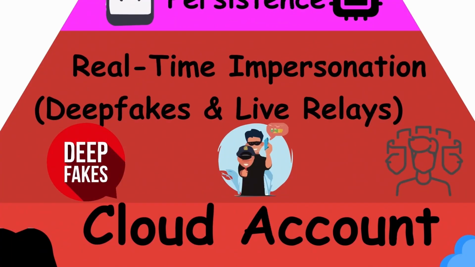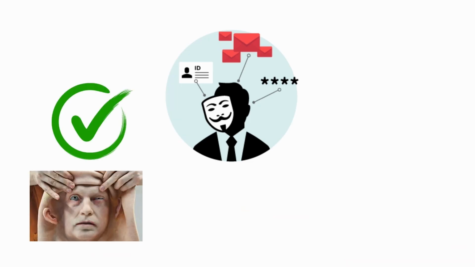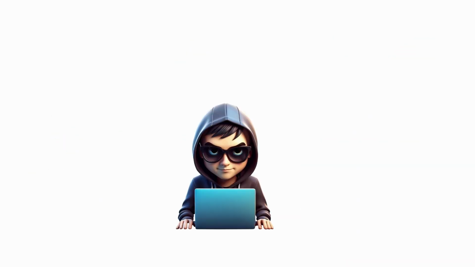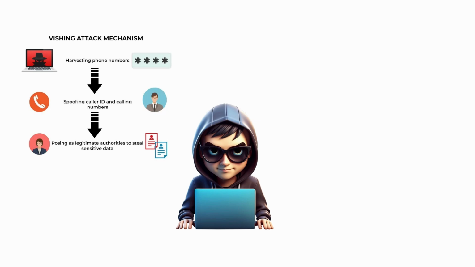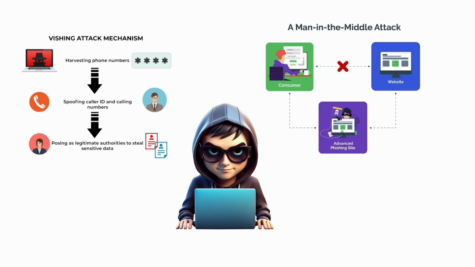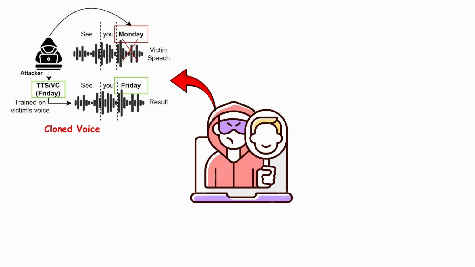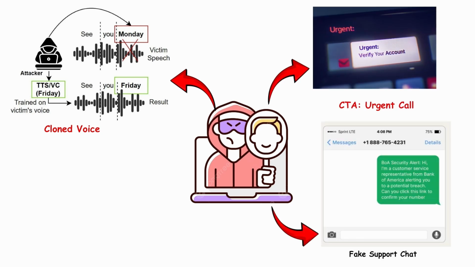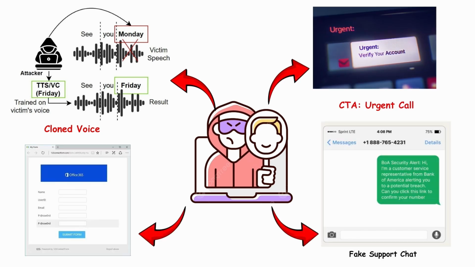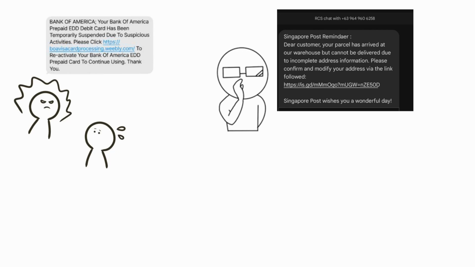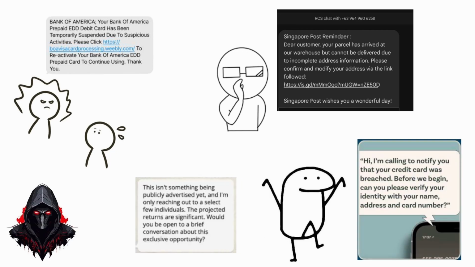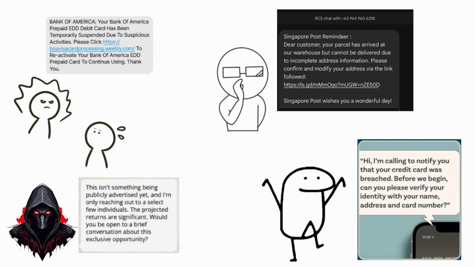Level 9. Real-time impersonation, deepfakes and live relays. This level fakes the human, not the computer. The attacker sounds like your boss or IT, or runs a live fake login that relays your codes as you type them. It happens with cloned voice, urgent calls, or support chats that push you to a secure page. You'll notice pressure, secrecy, and weird requests to move the conversation off your normal tools.